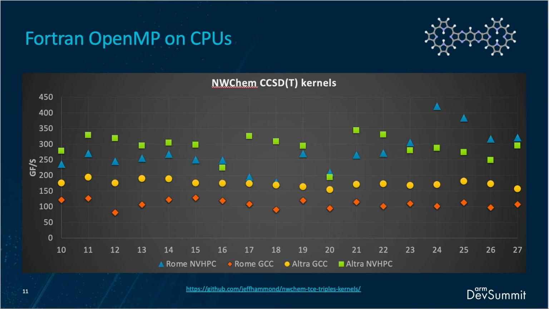But what you can see is in both cases, the NVIDIA HPC compiler is able to do a much better job with OpenMP on CPUs than GCC. Obviously, GCC is not an HPC compiler stack. They are not focused on providing the best implementation of OpenMP for every CPU. They've got a lot of other problems to solve too.